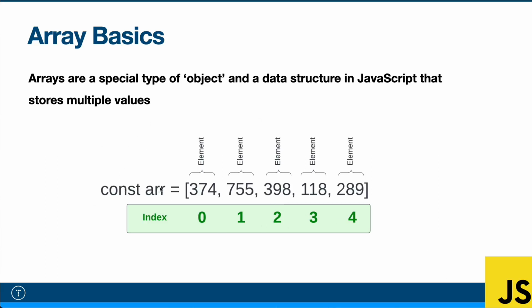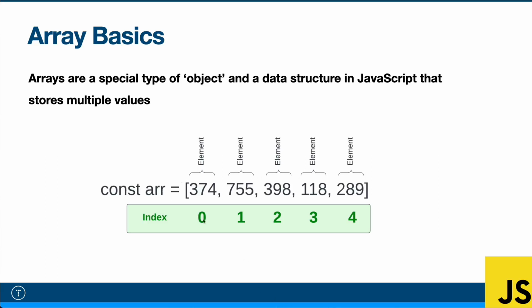You can see we have a variable called arr, and arrays are surrounded in brackets. The values inside of an array are surrounded in brackets, and the values are called elements. Each one of these is an element in this array. Elements can be numbers, strings, booleans, any data type. You can even have arrays within arrays.